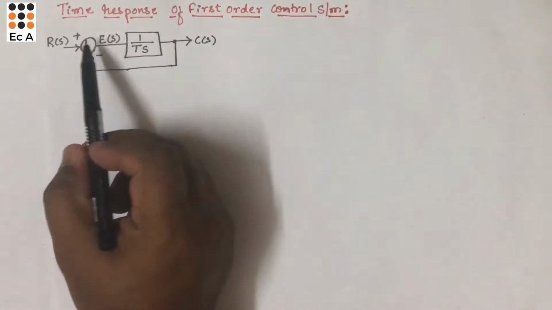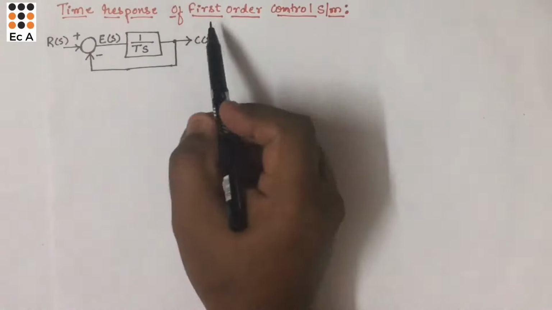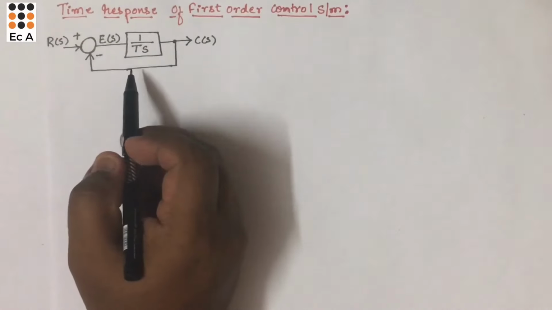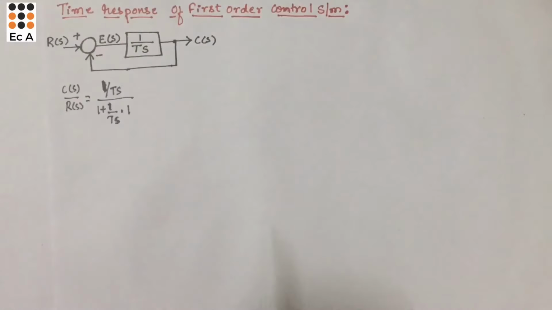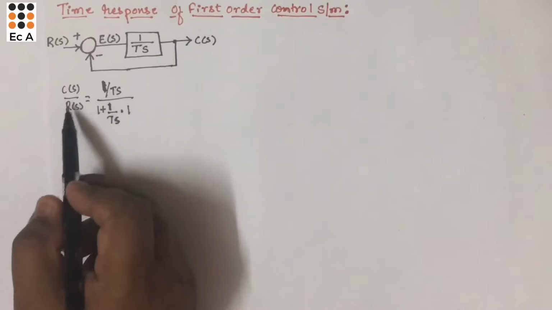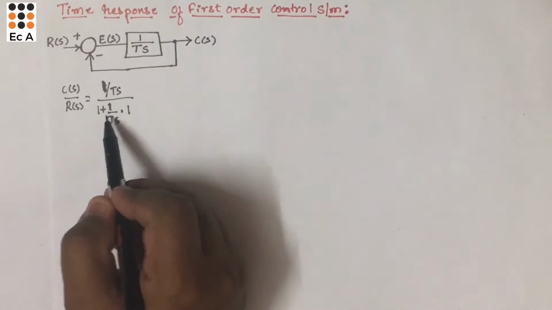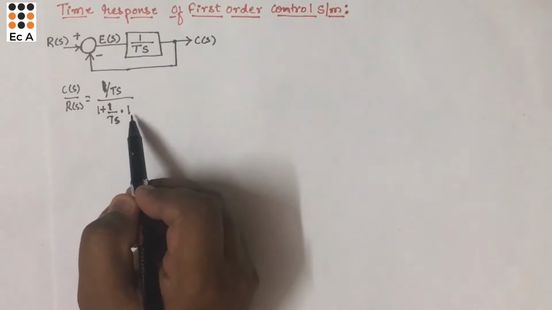In this lecture, let us understand the time response of first order control system. Figure shows the block diagram of first order control system. We can write the overall transfer function as C(s)/R(s) = (1/Ts) / (1 + (1/Ts) · 1).